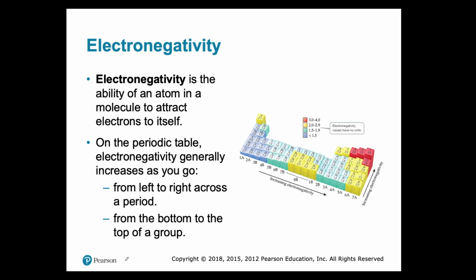So you can see here in the periodic table, these things here are the most electronegative: nitrogen, oxygen, fluorine, and chlorine right here. Because they're the uppermost right-hand side of the periodic table, not including the noble gases.